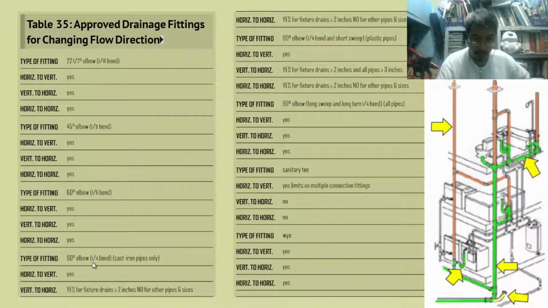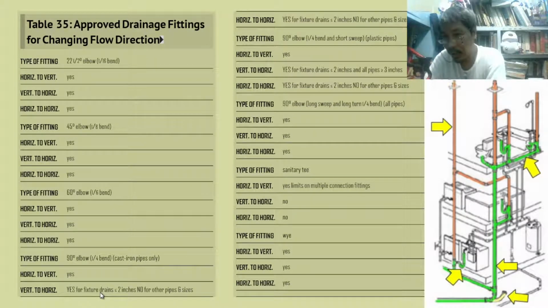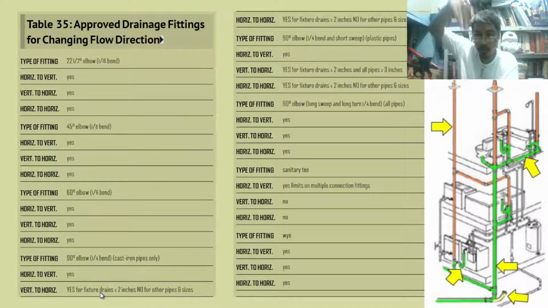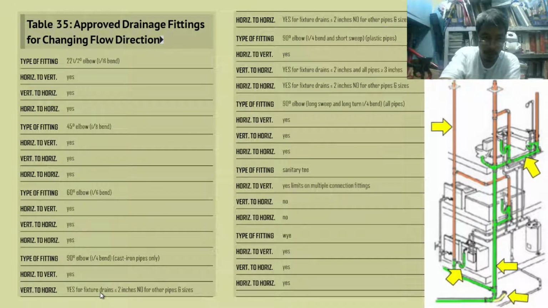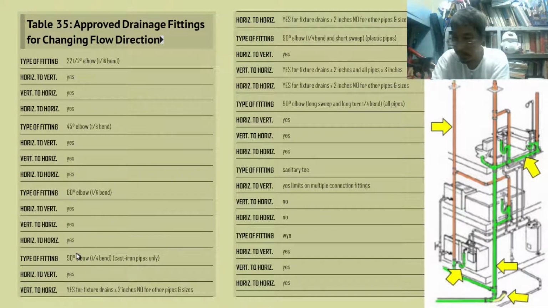What about 90 degrees? You can use it for vertical, for horizontal to vertical, but for vertical to horizontal, yes, for fixture drains equal to or less than 2 inches. No for other pipes and sizes. That is for vertical to horizontal. Vertical to horizontal, we cannot use that type of 90 degrees for greater than 2 inches.